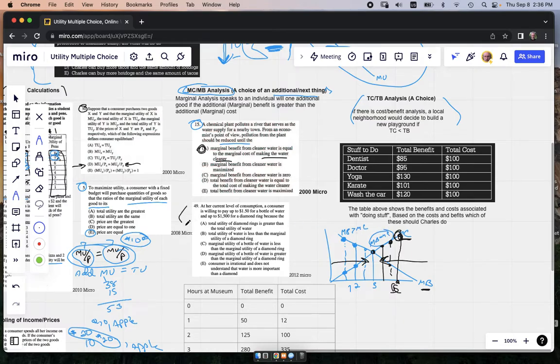All right, this question, I almost hesitate to even bring it up. At our current level of consumption, a consumer is willing to pay up to $150 for a bottle of water and up to $1,500 for a diamond ring. Now, this is a throwback to the idea that we couldn't figure out why water is so necessary for life, but so cheap, and diamonds are frivolous, right? But so expensive.